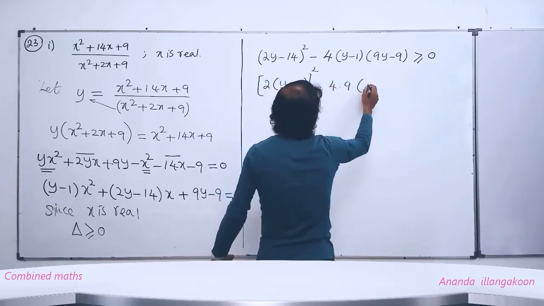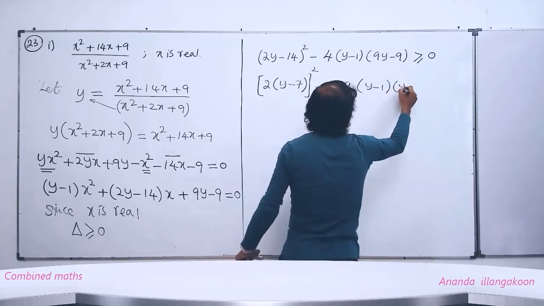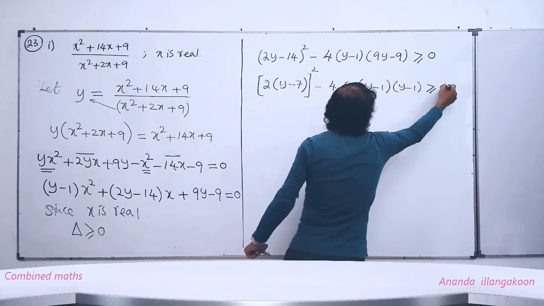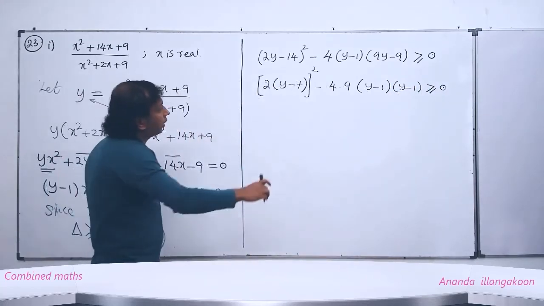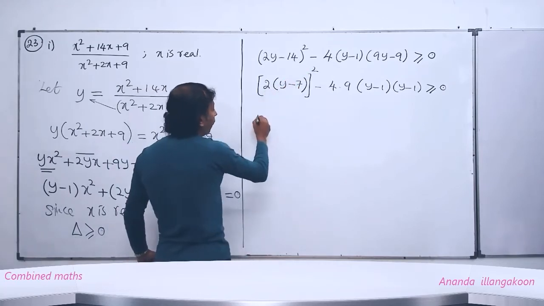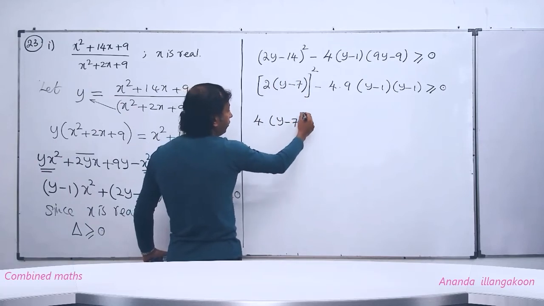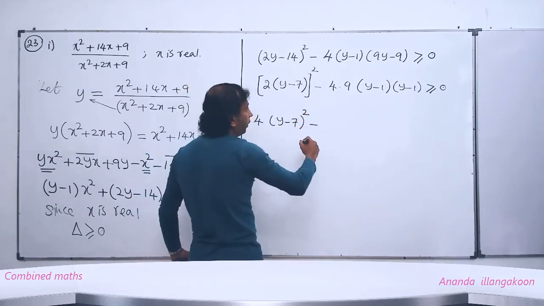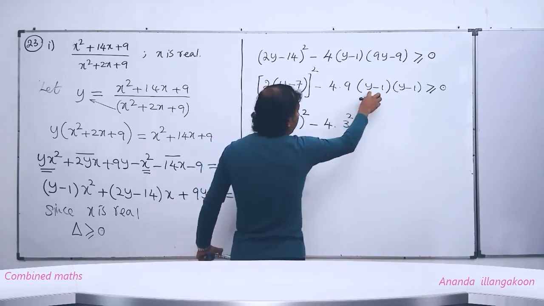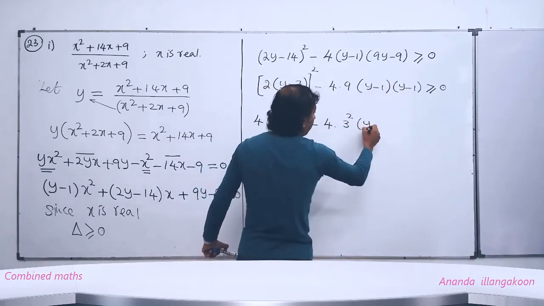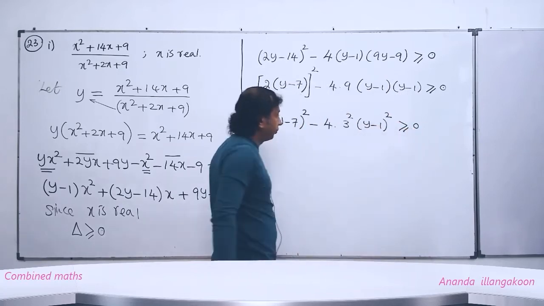Now here we have y minus 1. Here also, after taking this 9 out, we get y minus 1 greater than or equal to 0. Okay, now we can square these. 2 squared is 4, times y minus 7 squared. Here I keep 4. This 9 I can write as 3 squared, times y minus 1 into y minus 1, that means y minus 1 perfect square, greater than or equal to 0.